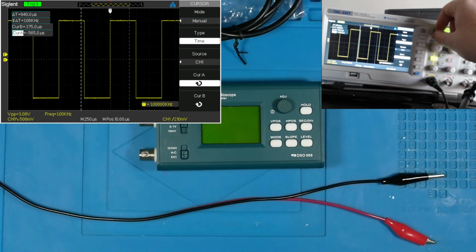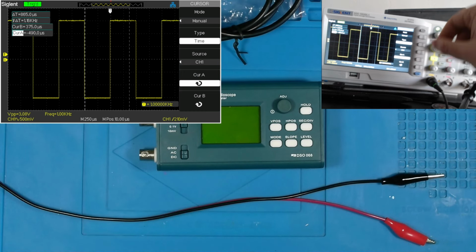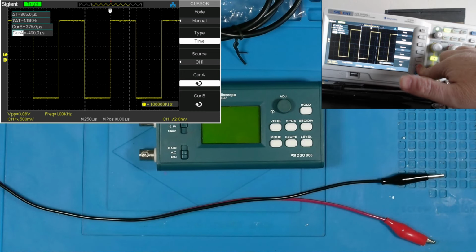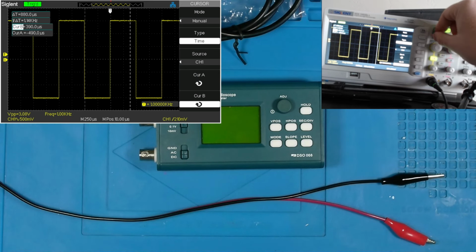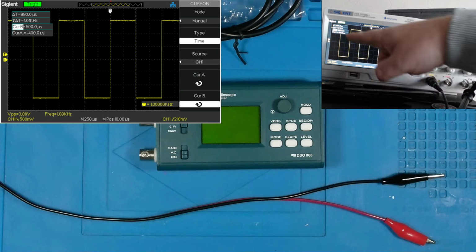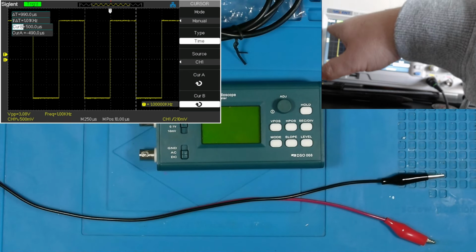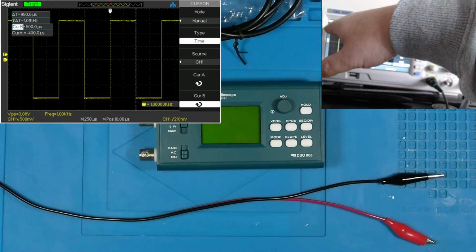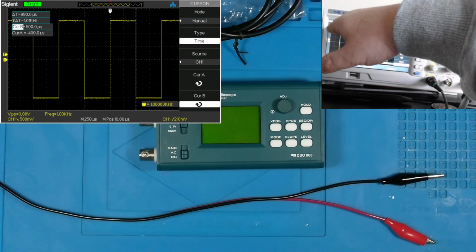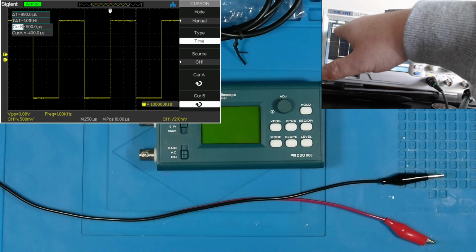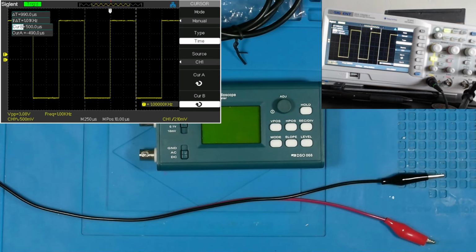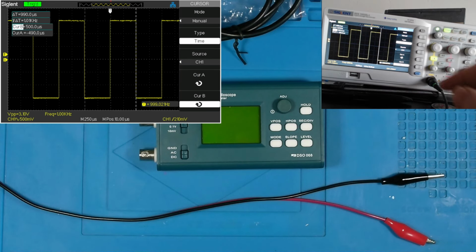I'm going to go to falling edge here, over to cursor B, falling edge here, and look, it's telling us our frequency. That's our delta T, delta over time, inverse delta over time, or however you want to call that. But there we go, 990 microseconds, 1.01 kHz. So we can make a frequency measurement that way.